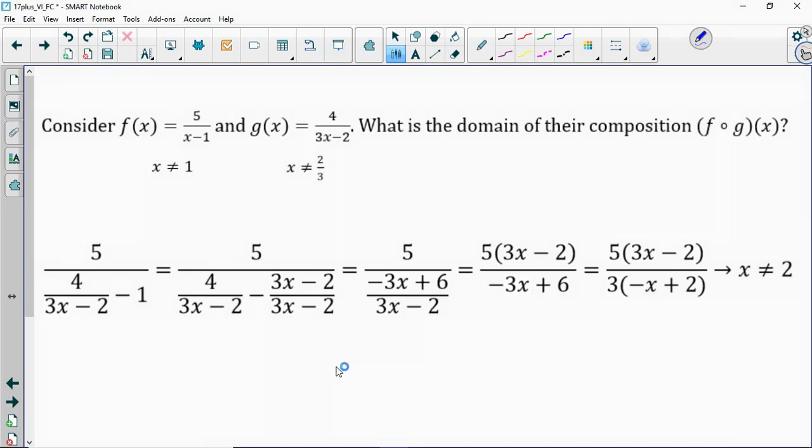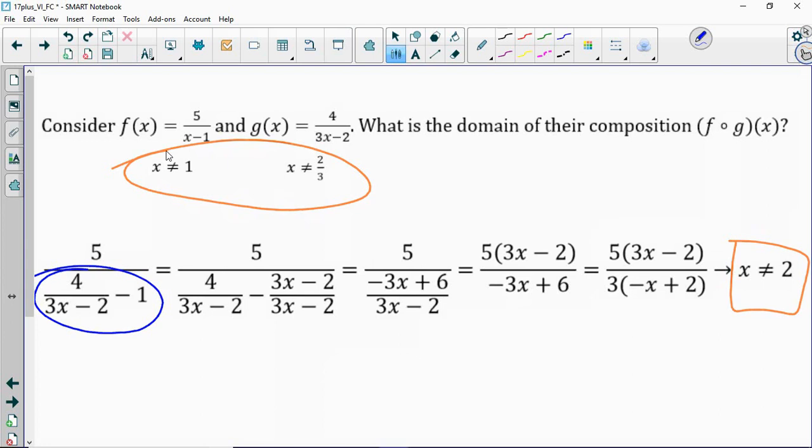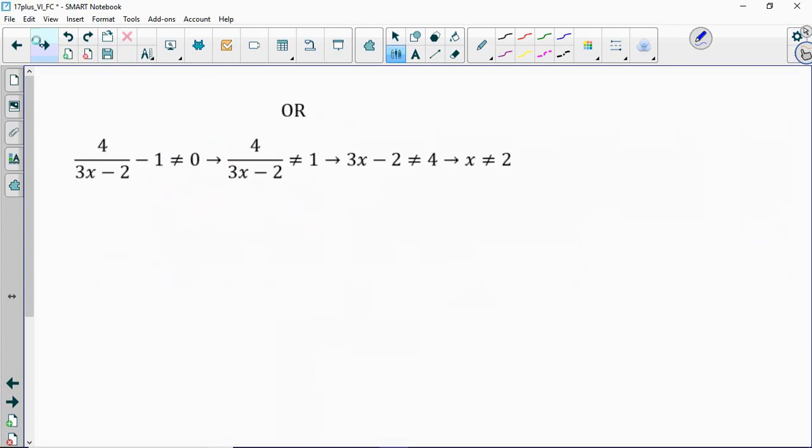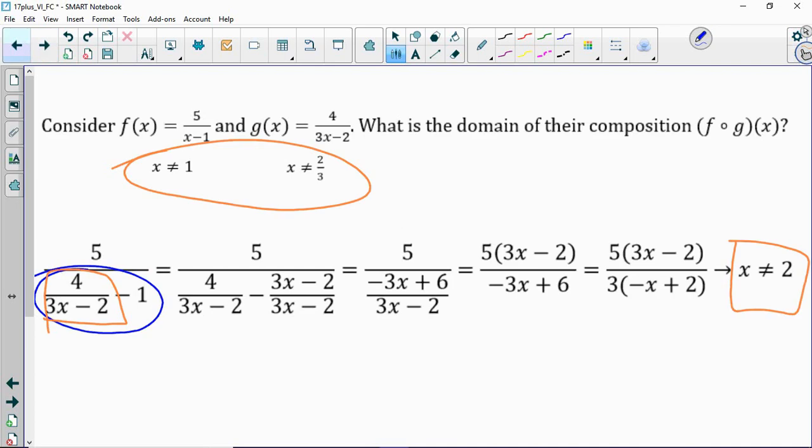Now we're not done yet, and before I move on, I know I didn't talk about this yet, but I just want to point out there's a second way that we could have arrived at x not equal to 2, and that's from the very, very beginning step. Here, we know that we can't divide by 0. We're only going to be dividing by 0 if this fraction itself is equal to 1, so we can just solve that essentially. And that's still going to get us x can't equal 2 in the end. So my domain for the composition clearly is x is not equal to 2.